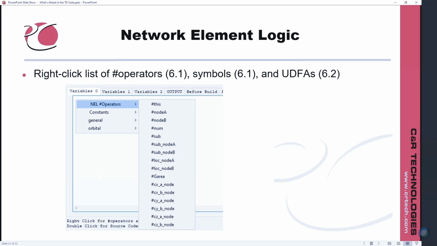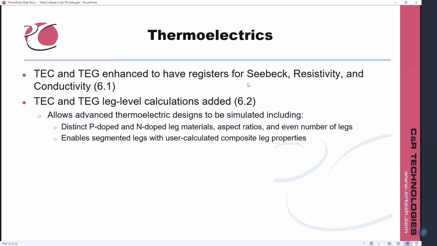With network element logic in 6.1, we've added the ability to right-click in the input field and get a list of the operators as well as the symbols that you have and some constants. So you can choose from those very easily. In 6.2, you're going to have access to the UDFAs as well. So when you're writing up your logic, you can pick that information and you don't have to remember exactly how to spell it out.